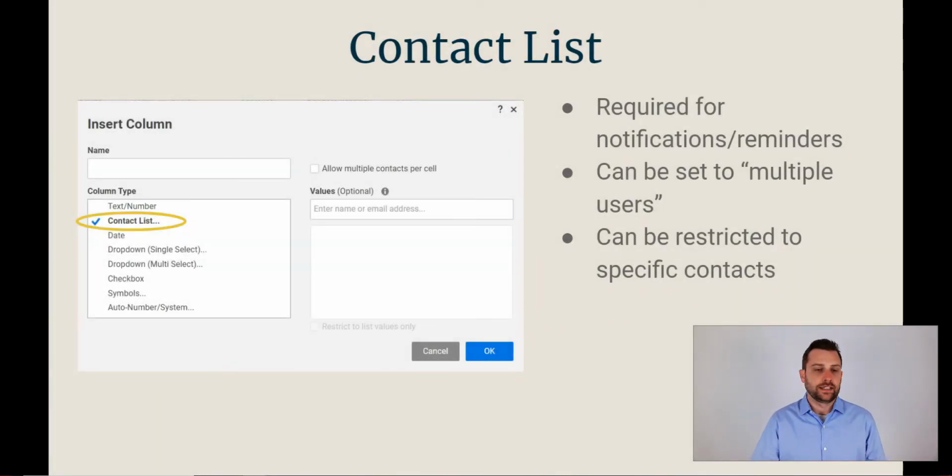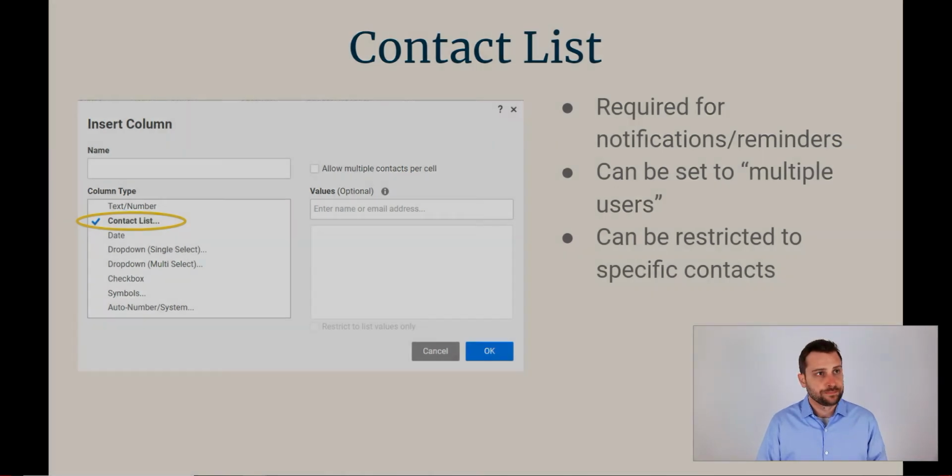Next up is a contact list. A contact list is required if you're going to set up notifications or reminders. Automation, you want somebody to be automatically notified 3 days in advance, let's say, of some due date. You're going to need a contact list against which to send those reminders. It can be set to multiple users, so you can have multiple people, and it can be restricted to just the people that you put in there. So if you want a column dedicated to, let's say, project managers and a column dedicated to project owners, something like that, you can have different people on those different lists.